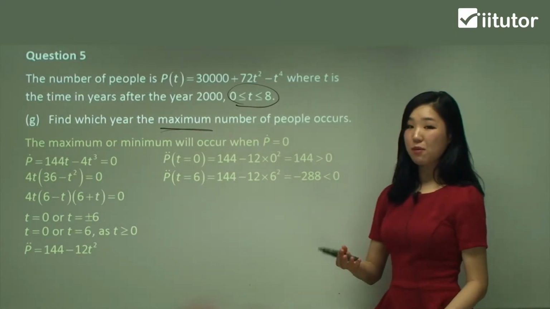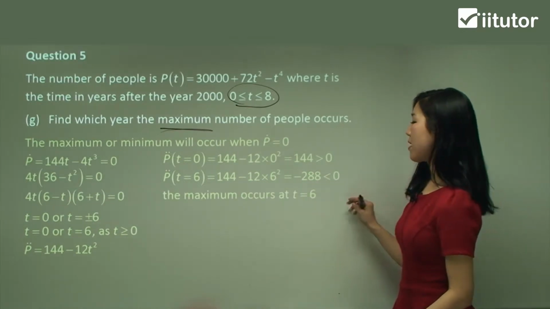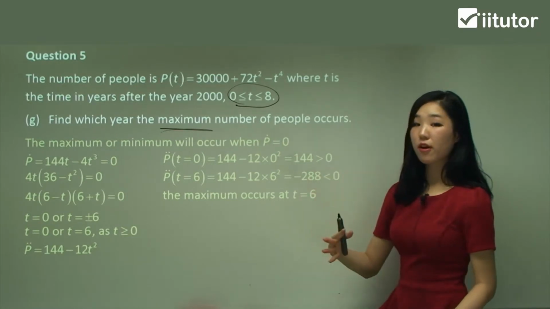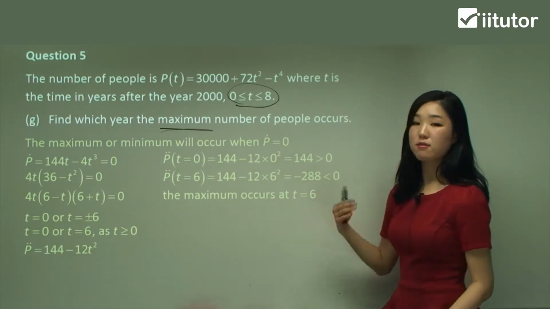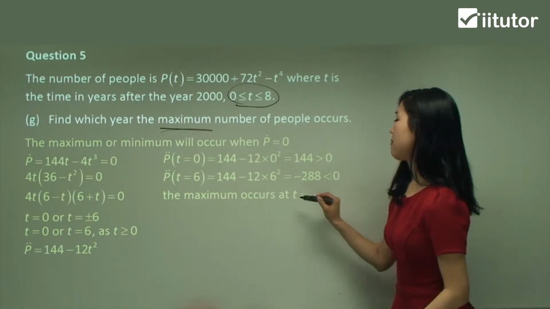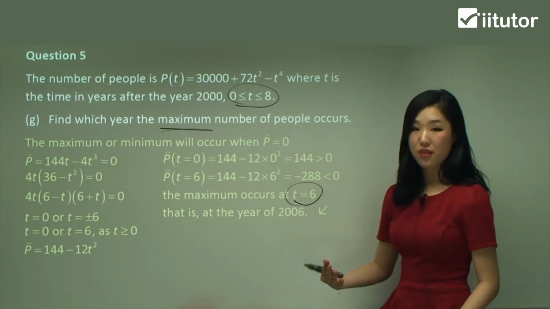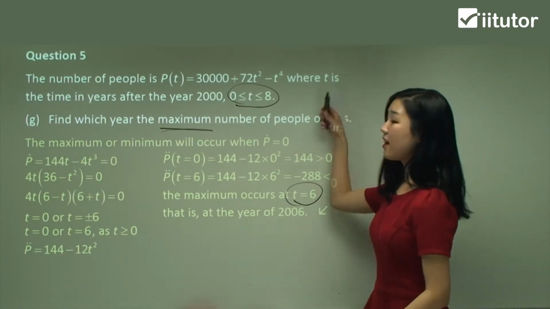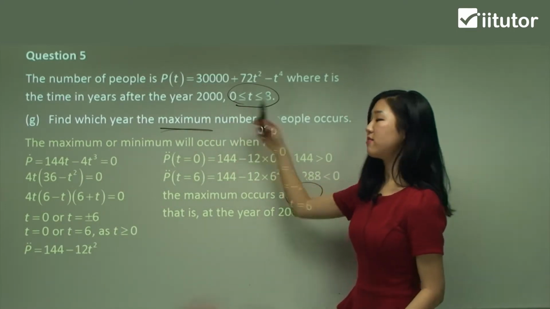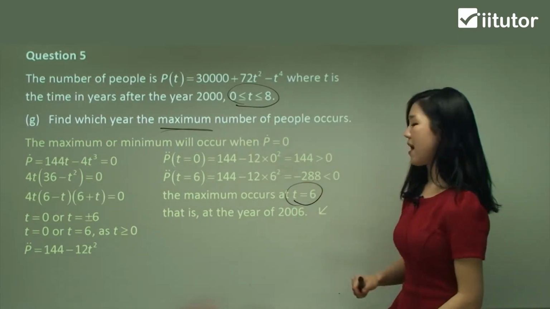Guys, you're going to be able to tell me straight away which one indicates the maximum point. It must be this one here. When the double derivative is less than 0, that is when the maximum point occurs, right? You should all know this, definitely. So therefore, the maximum occurs at T equals 6. So therefore, at the year of 2006. Because T, again, as I keep repeating, is the time in years after the year 2000. So we simply add that 6 to 2000. So the specific year is 2006.